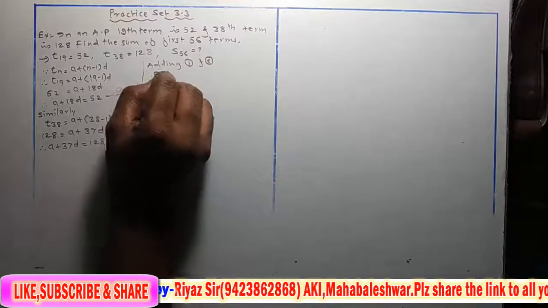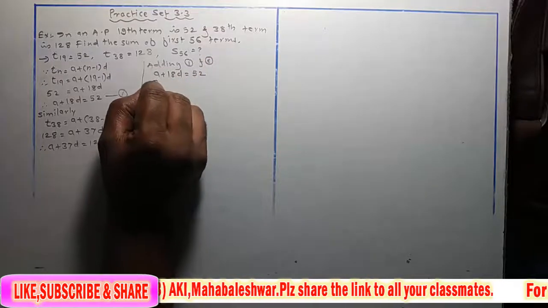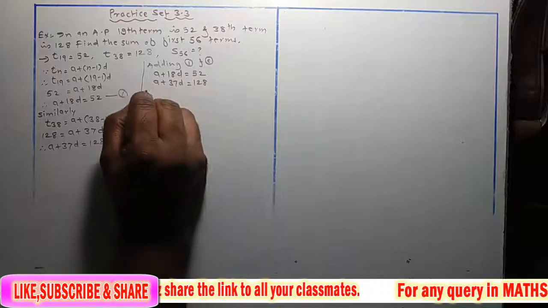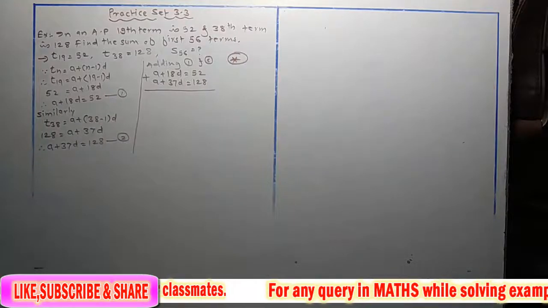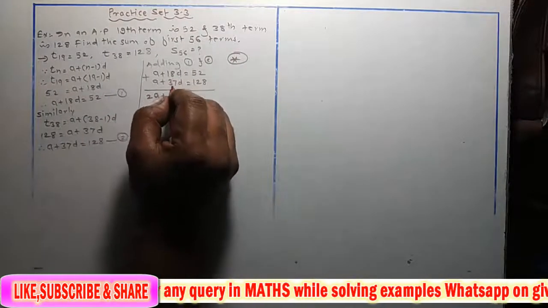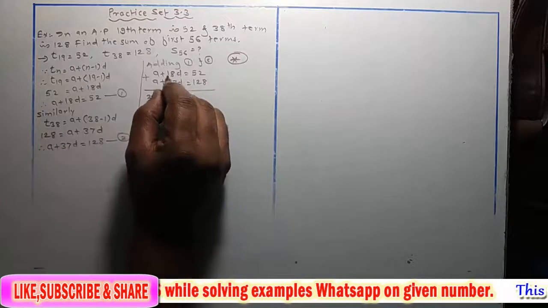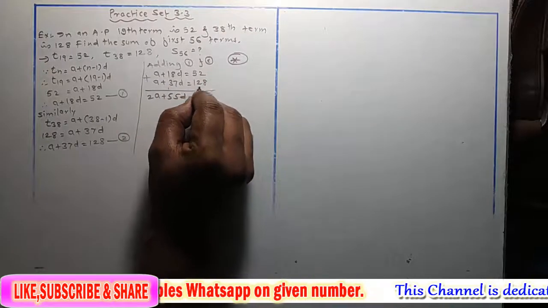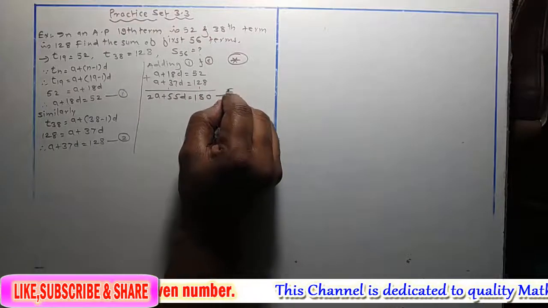So you will get A plus 18D is equal to 52, and the second equation is A plus 37D is equal to 128. Just add them. This is the turning point of the example, remember this. Okay, so A plus A, that is 2A, plus 18D plus 37D, that is 55D, is equal to 52 plus 128, that is 180. This is equation number 3.